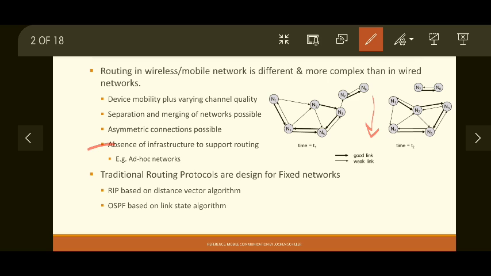Then the fourth reason why it is more complex is that sometimes there may be absence of infrastructure to support routing.